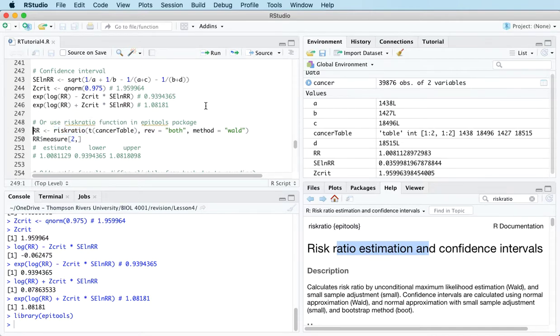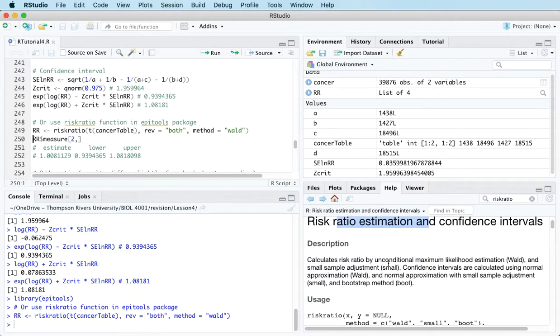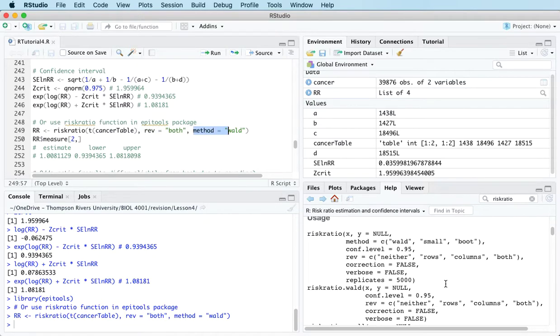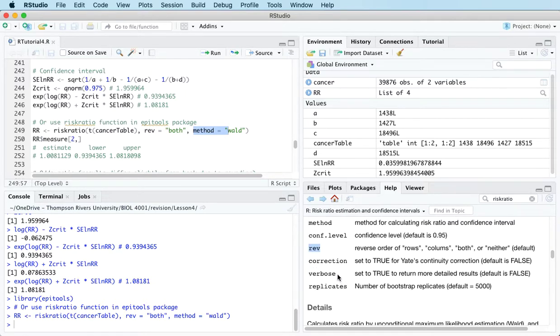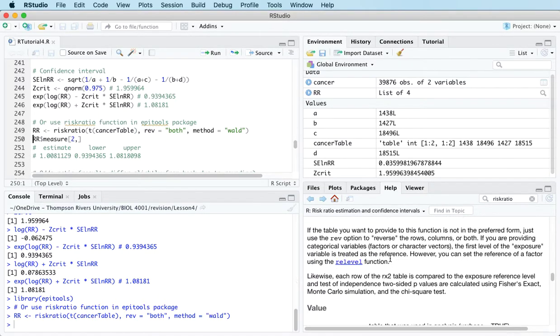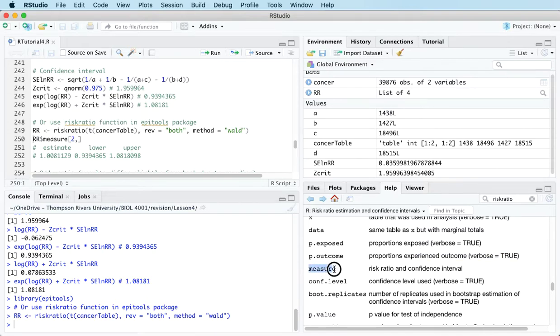In this case, if I run this code here, I'll invite you in your own time to look at what these two arguments are doing. All the details, as usual, are down here, so you can read what rev is referring to and then what method is being referred to. And then in the output down here under value, it tells us that one part of the output is called measure, and that gives us the risk ratio and the confidence interval.